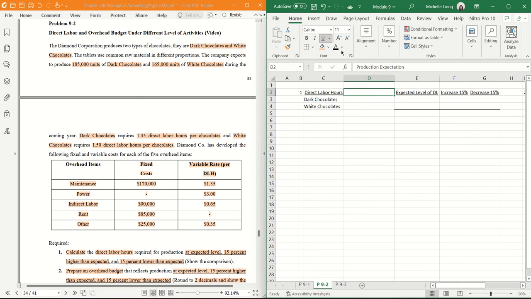The next one is the production expectation. For the production expectation, it is stated here that they expect to produce 185,000 units for dark chocolate and 165,000 units for white chocolate. So dark chocolate is 185.